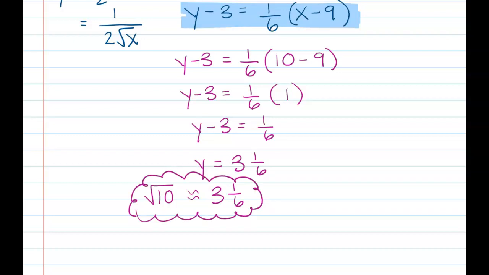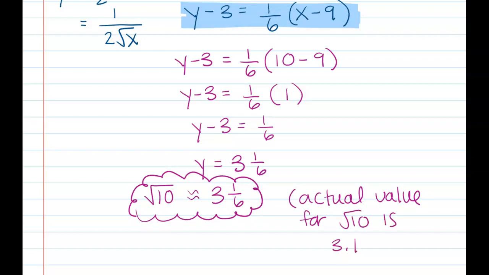Okay? And just for comparison's sake, the actual value for square root of 10 is 3.162. So we're pretty close.